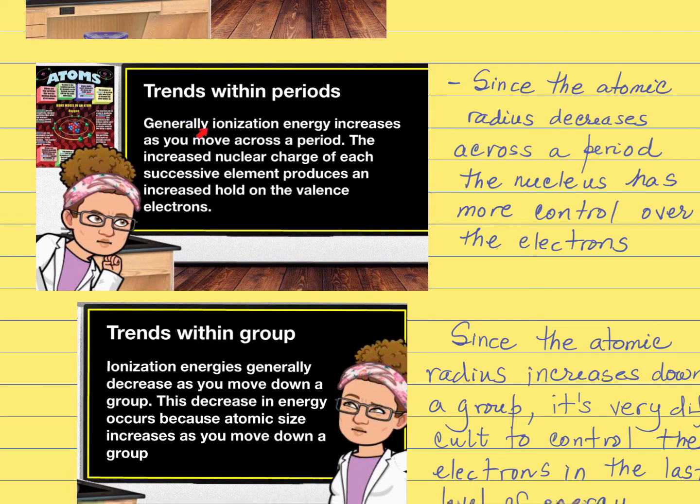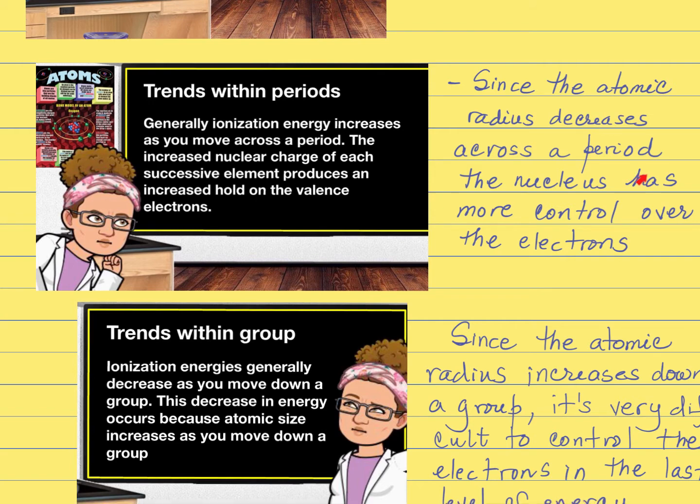So in a period, since the atomic radius is decreasing and the nucleus has total control of the electrons that are in the last level of energy, the ionization energy is increasing across the period. So it's going to be more difficult just to steal those electrons. Which makes sense, because I was explaining to you that the tendency of the nonmetal is just to accept. No one can steal from them.